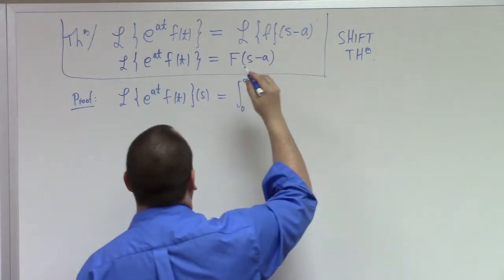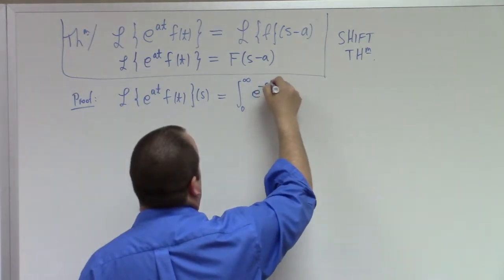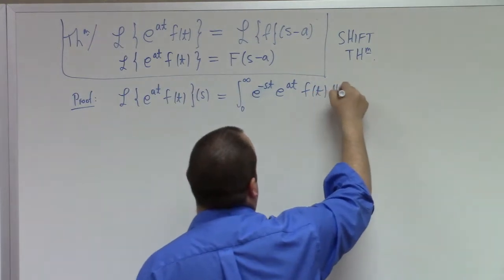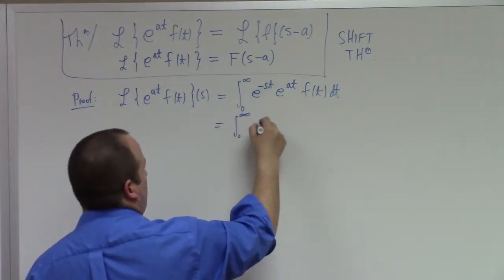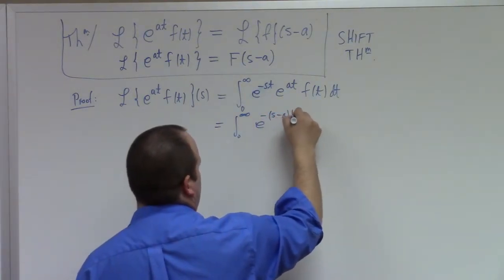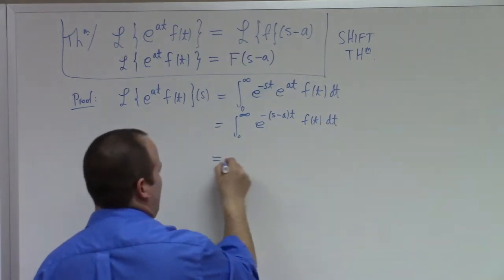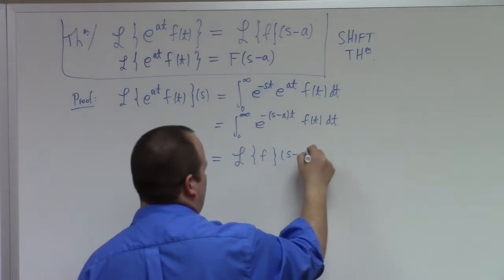Okay, so this is the integral of e to the minus st, e to the at, f of t dt, right? But what's that? That's the integral from 0 to infinity of e to the minus (s minus a) times t, f of t dt, and that by definition is the Laplace transform of f at s minus a.